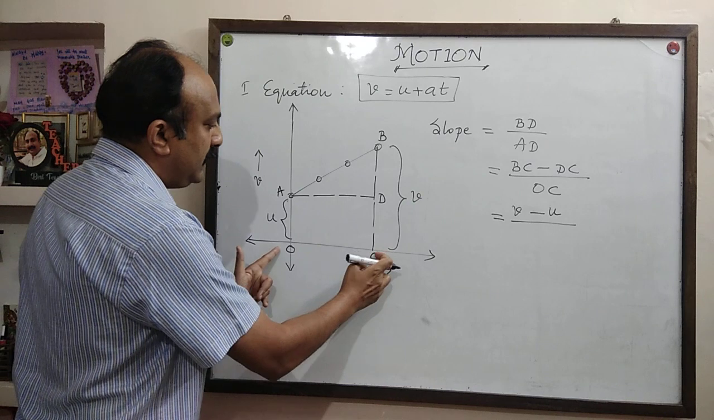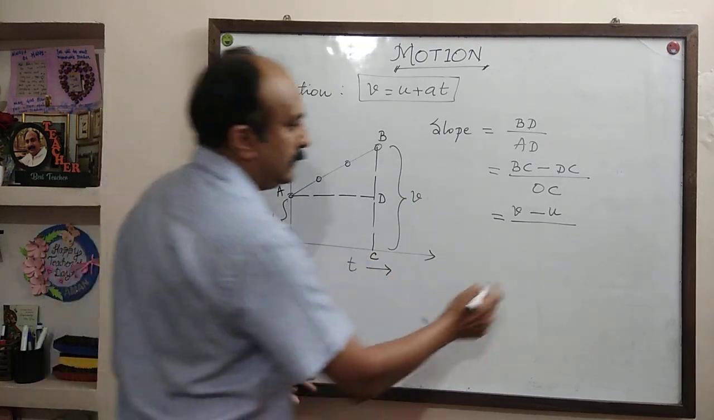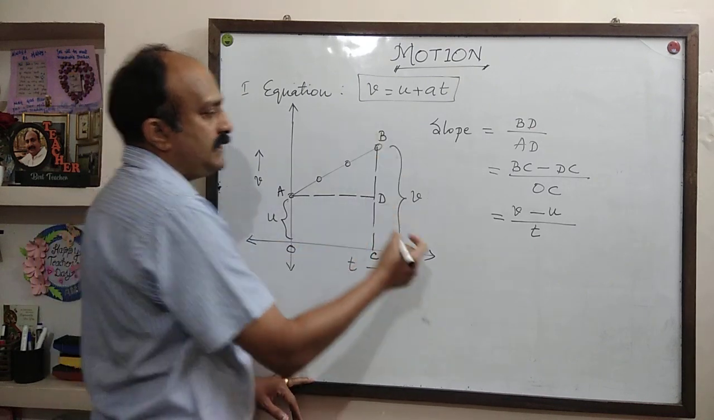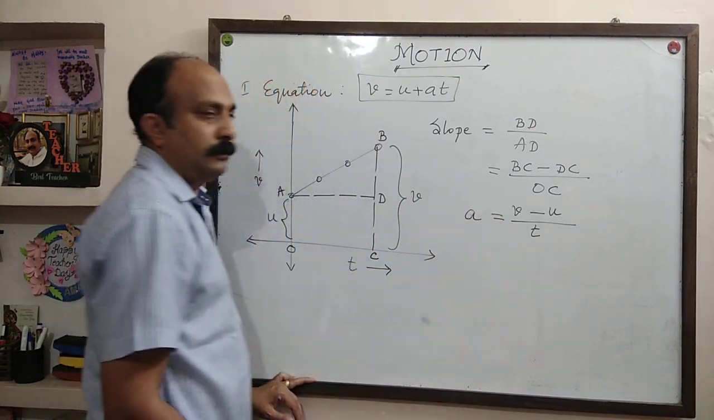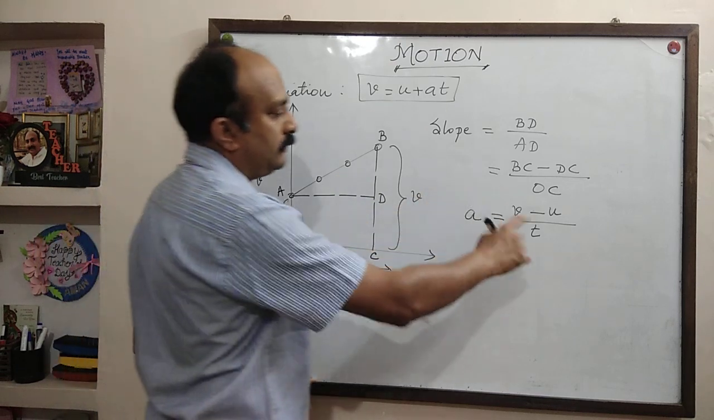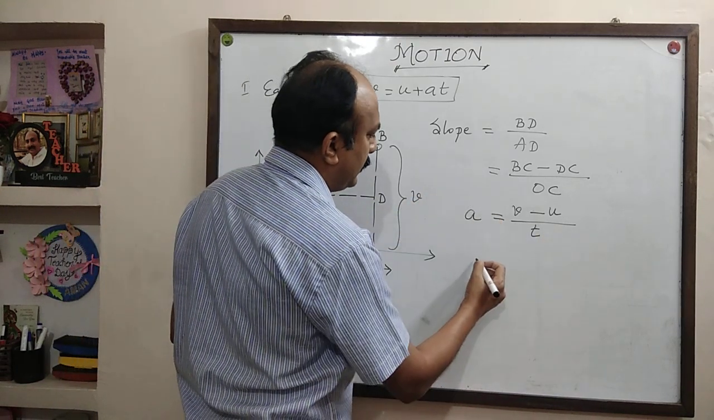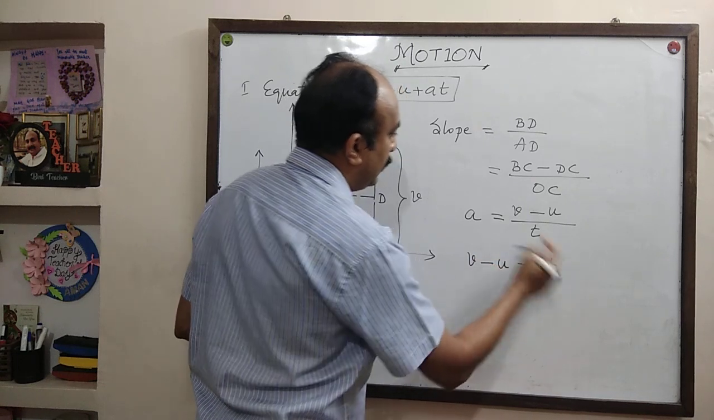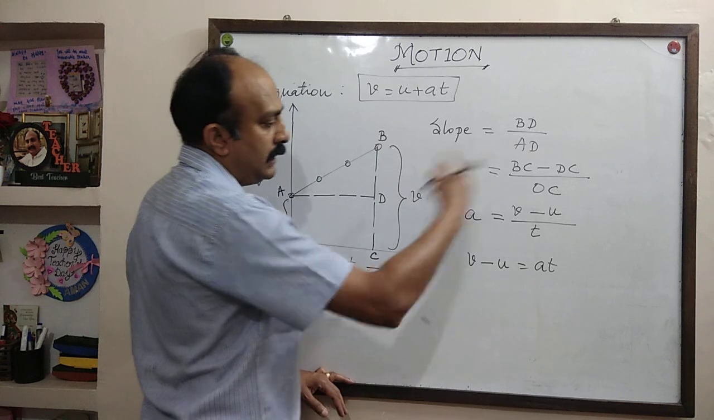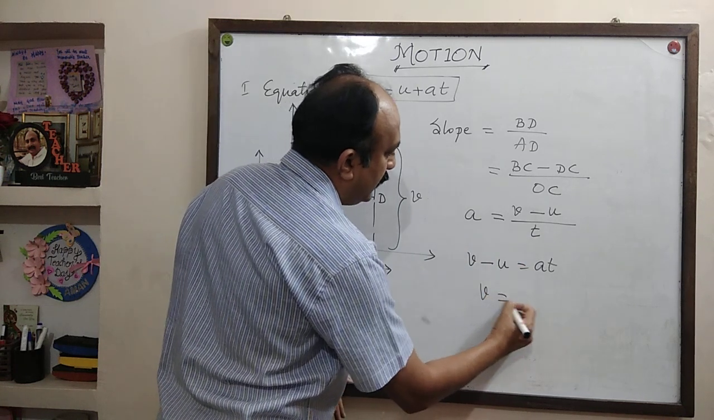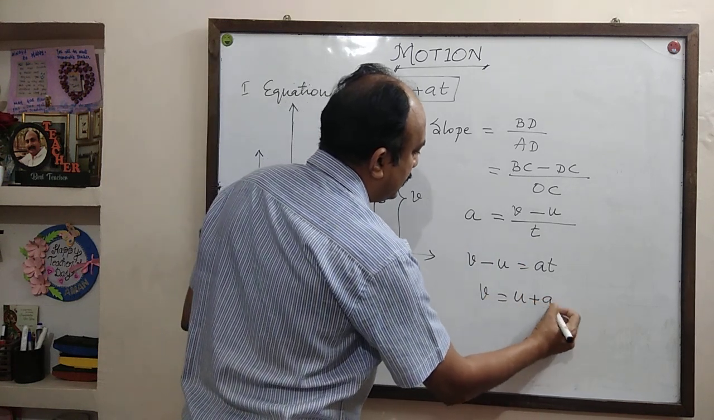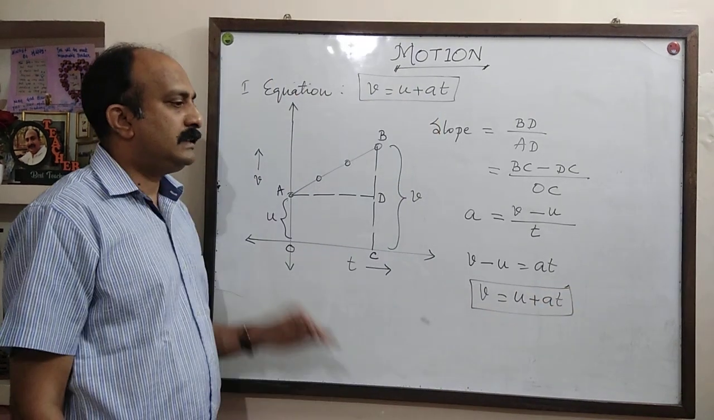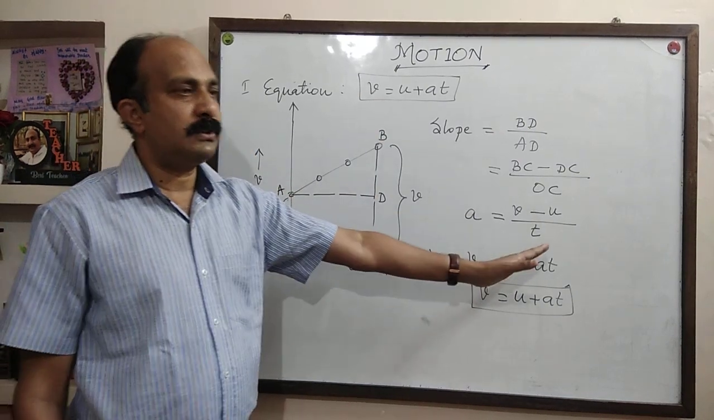Now what is OC? OC is the time taken, that is T. Now we have studied that slope is equal to acceleration. So we got A is equal to V minus U upon T. Now cross multiply. V minus U is equal to AT. Taking U to that side, V is equal to U plus AT. So this is the derivation of the first equation of motion.